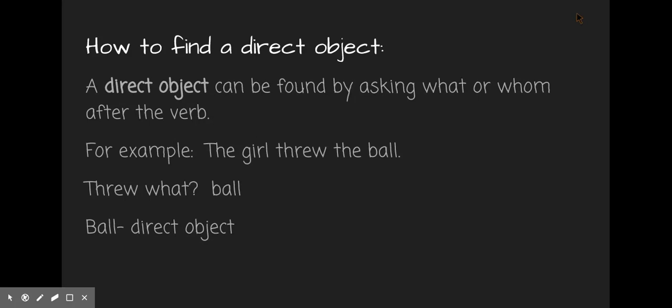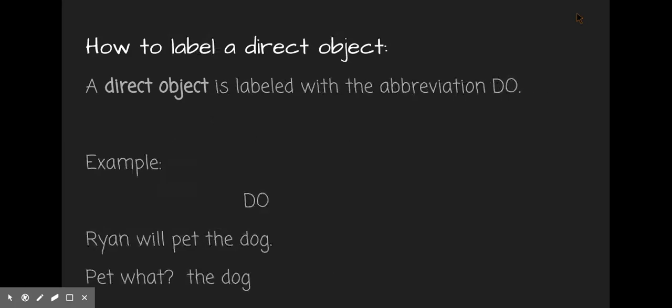How to find a direct object. A direct object can be found by asking what or whom after the verb. For example, the girl threw the ball. Threw what? Ball. Ball is our direct object. How to label a direct object. A direct object is labeled with the abbreviation DO.